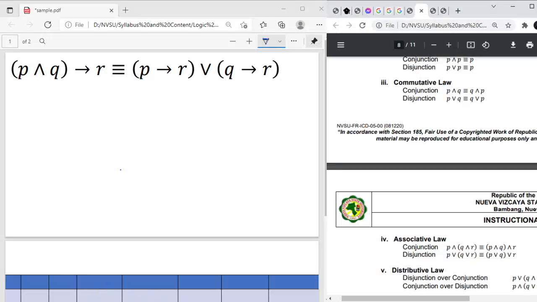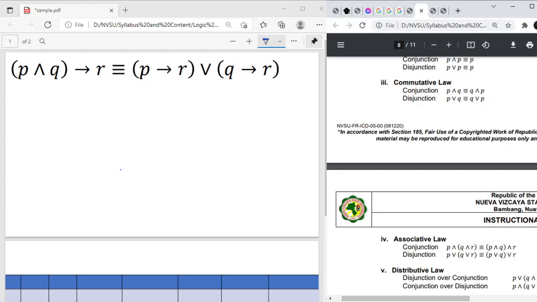Okay, hi guys. Welcome to the simple tutorial on how to verify whether two statements are logically equivalent. Again, when we say logically equivalent statements, we have to show or verify that the truth value of a statement is equal to the truth value of another statement, so that we can conclude that they are logically equivalent.